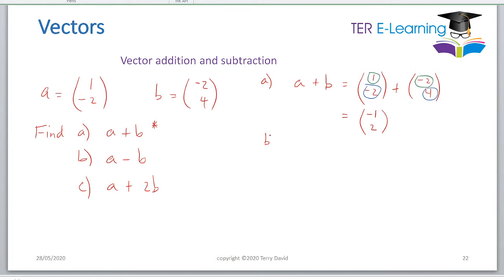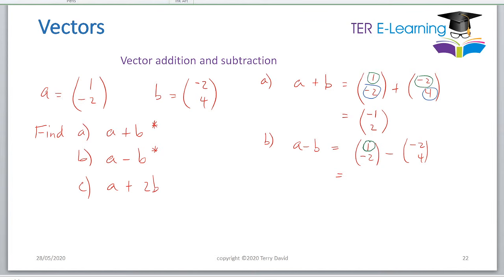For part B now, they want us to work out a minus b. So a minus b is equal to, and you're going to write down what the vectors a and b are again. So you're going to put 1, minus 2, and I'm going to subtract minus 2, 4. Now there's a reason why I'm giving you questions with negative numbers inside here. CSEC loves to do that because they know students are going to make mistakes. So please be careful.